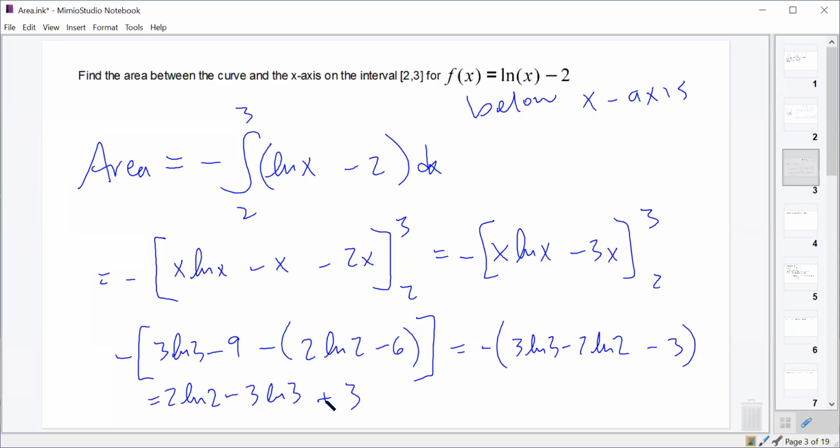And if you really wanted to, you could turn 2 ln 2 into ln 4 and 3 ln 3 into ln 27 and make that natural log of 4/27 plus 3. But any of those answers along the way are fine. Everybody good with that or no?